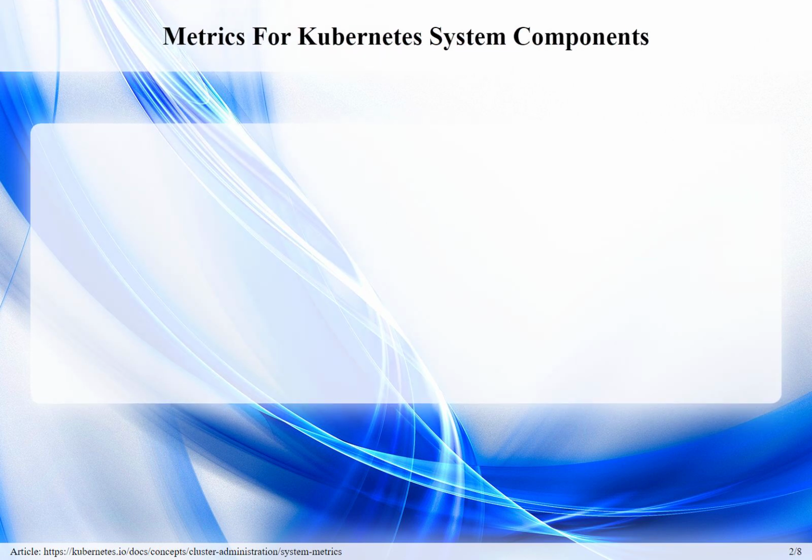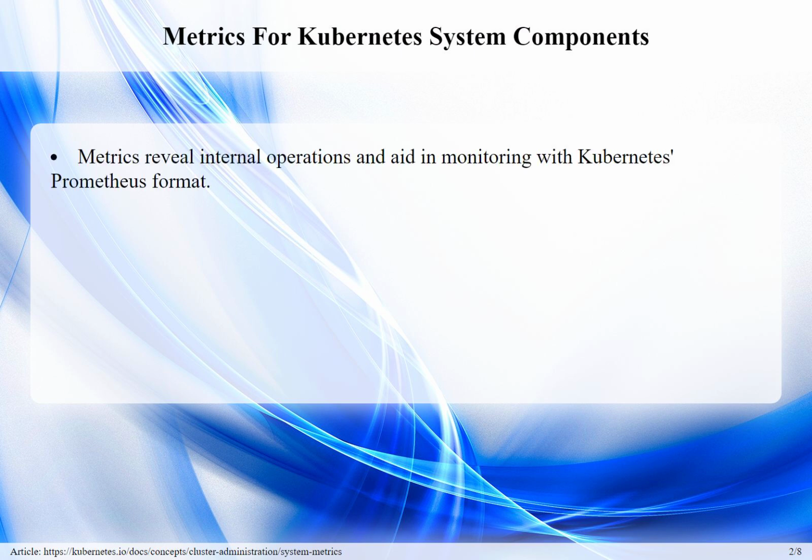Metrics for Kubernetes system components. System component metrics offer insights into their operations. They're useful for dashboards and alerts. Kubernetes uses metrics in the Prometheus format, which is readable by people and machines. The Prometheus format is structured plain text, allowing both humans and computers to understand the metrics data easily.